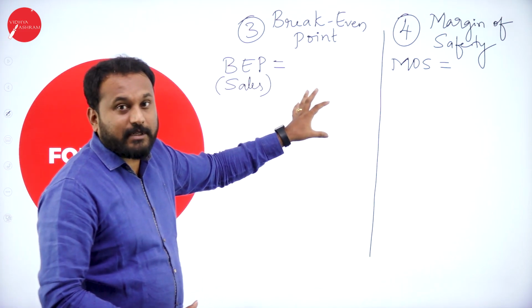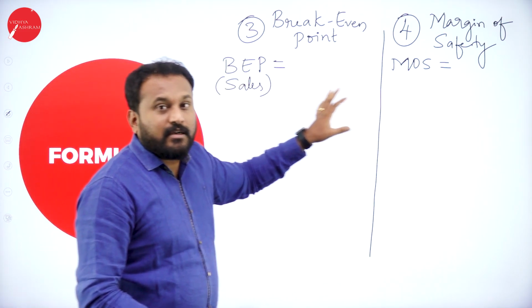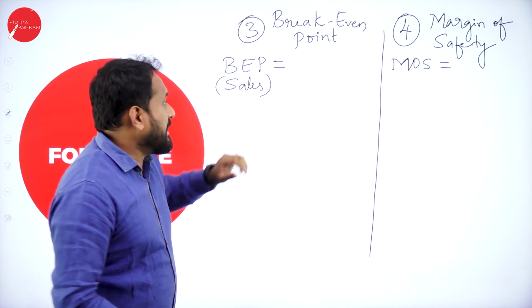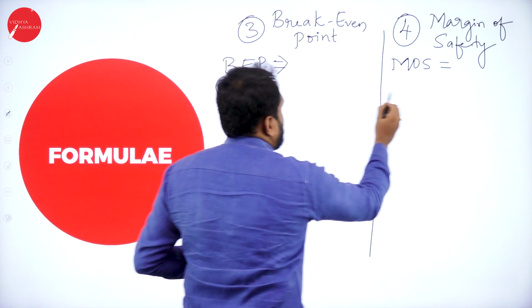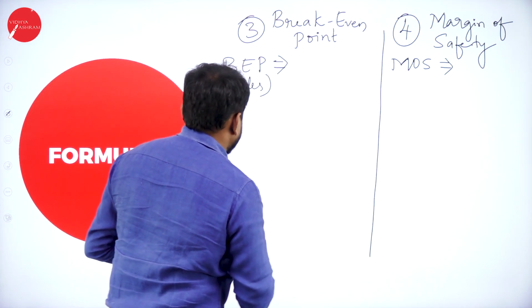Now understand how to remember this. For both the formulas, when you go with it, I'll just write it here. BEP here and MOS here. Now what exactly is it?